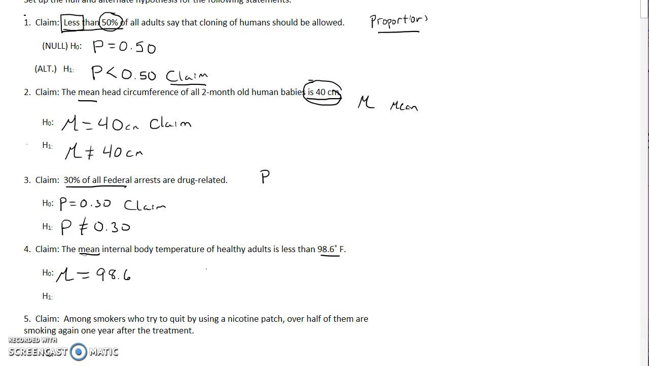So, was that our claim? Was it our claim that it is 98.6? No. When we take a look at the claim, it says less than 98.6. So my alternative hypothesis here, which will be my claim, is that the mean is less than 98.6.